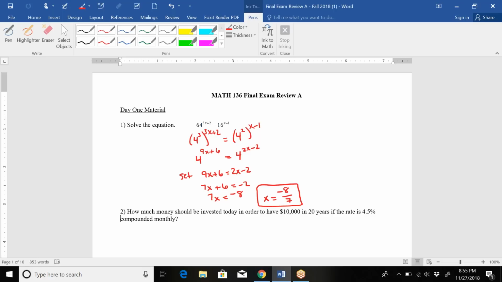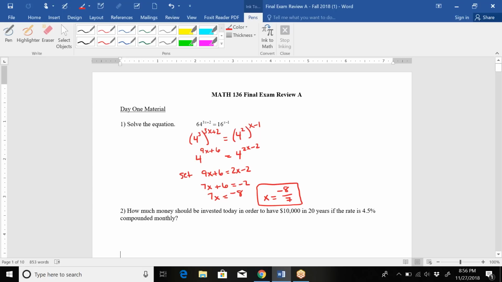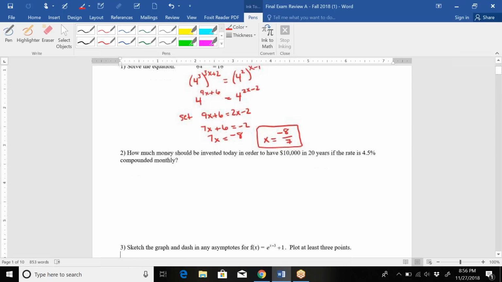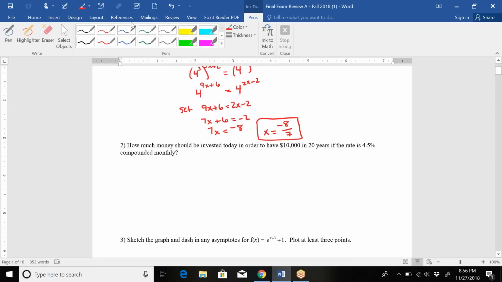So number 2 says, how much money should be invested today in order to have $10,000 in 20 years if the rate is 4.5% compounded monthly? So because they said the words compounded monthly, we're going to be using the formula A equals P times (1 plus R over N) raised to the NT, where P is the principal or starting amount, R is the rate as a decimal, N is the number of compoundings in a single year, and T is the number of years.